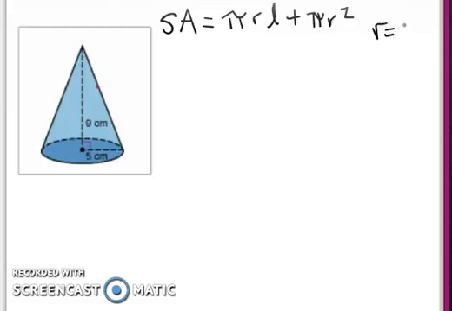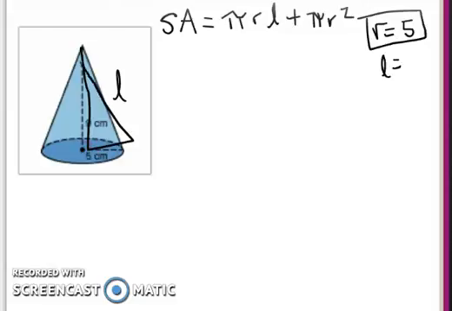Okay, let's identify what we have. We have the radius, which is 5, so I'm good there. My L is actually missing. If I look at this picture, L should be here, but I don't have it. What is nice is that I see a right triangle right here. I'm going to erase that because it looks horrible how I drew it. But there's a nice right triangle that appears, and I can solve for that.